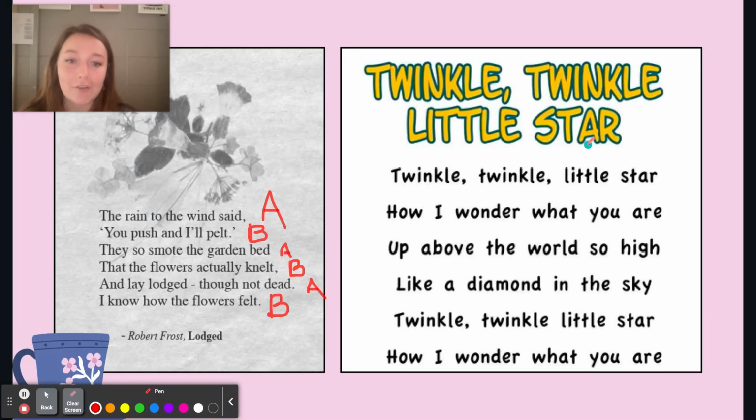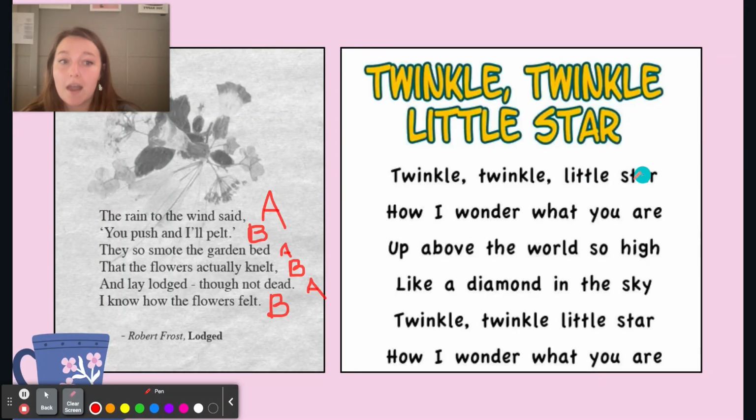When we look at this one, you're hopefully familiar with it. Twinkle, twinkle, little star, how I wonder what you are, up above the world so high, like a diamond in the sky. Twinkle, twinkle, little star, how I wonder what you are. I want you to tell me what rhyme scheme this has. Take a minute to think, and then tell me what the rhyme scheme is here. Identify that pattern, write it out for me.